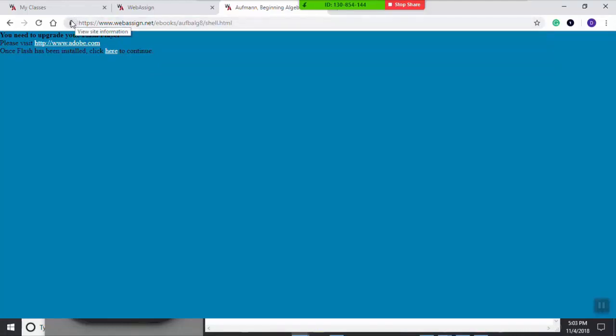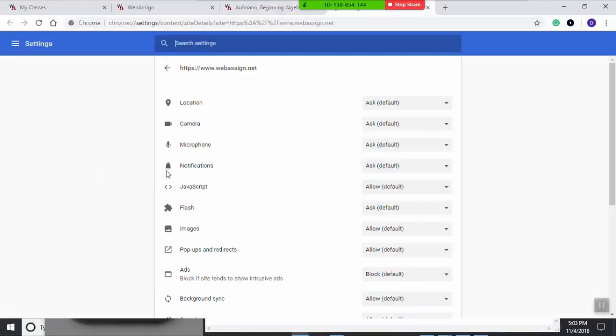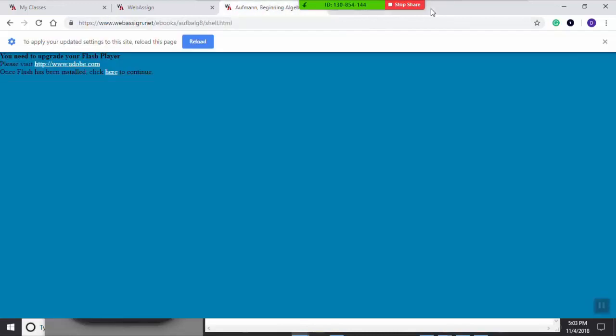If you click the little lock right here, you might see Flash here. Probably not. But if you do, you simply do the drop down and you change it to allow. Now, if you don't see Flash there, if you come down to site settings, you'll see Flash in the list here. And again, when you see Flash, you click allow. And at this point, if you close this tab, click reload.